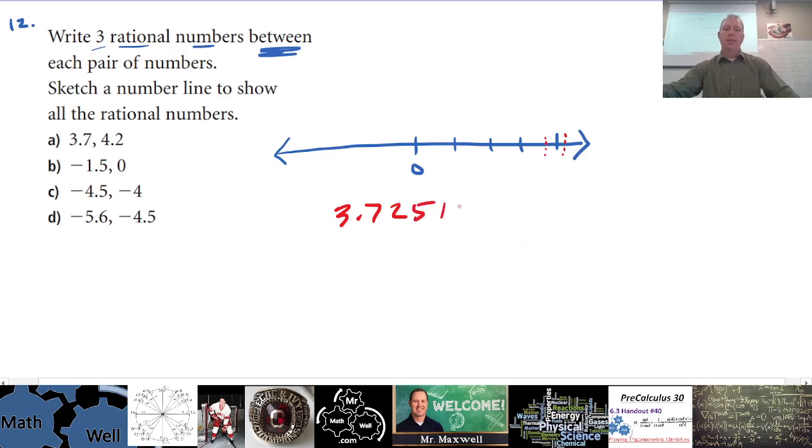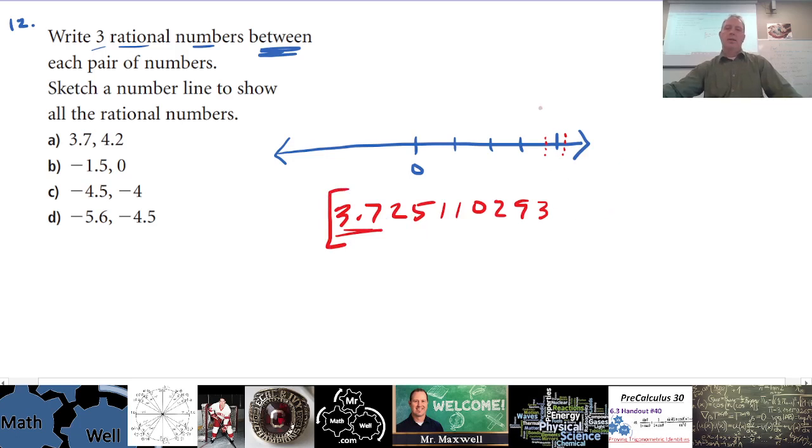You could make this 110.2, 9, 3. I mean, you could go on forever. So there really is an infinite number of numbers between any two numbers on the number line, which is mind-boggling in itself. But it can be any random number that is between 3.7 and less than 4.2.